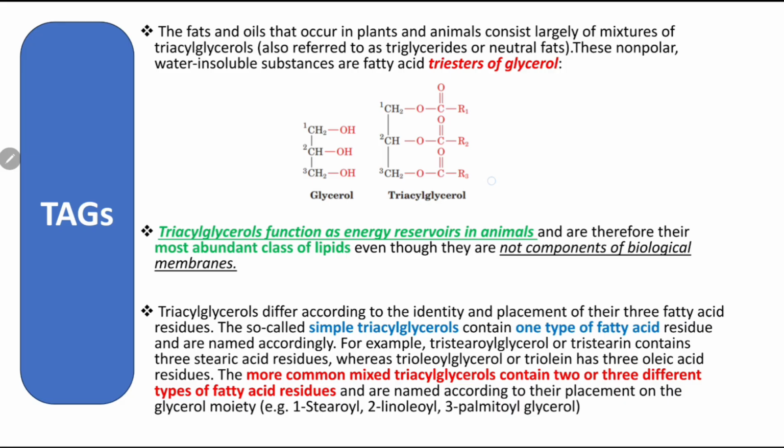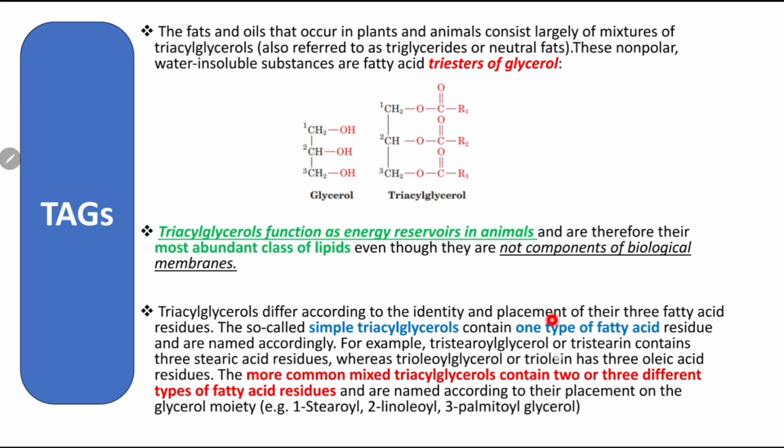Coming to triacylglycerol, they are triesters of glycerol, as you can see in this diagram. They function as energy reservoirs in animals. They are therefore the most abundant class of lipids, even though they are not components of biological membranes. The most abundant class of lipids in humans is triacylglycerol.